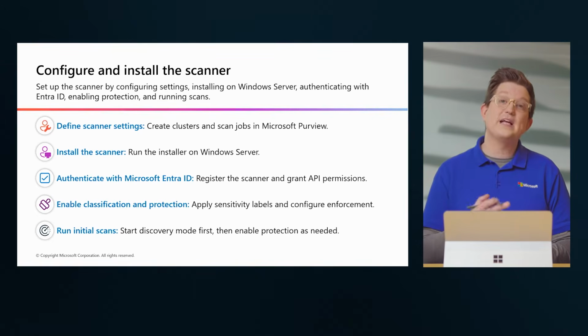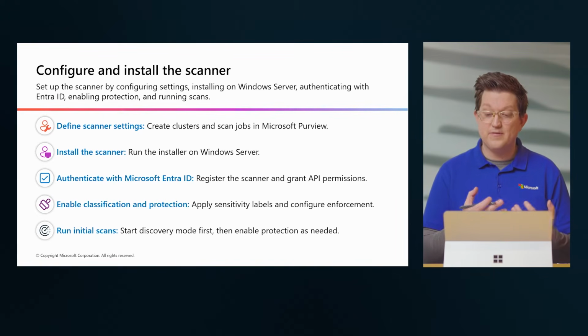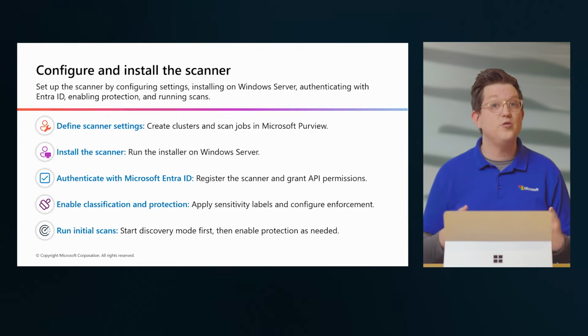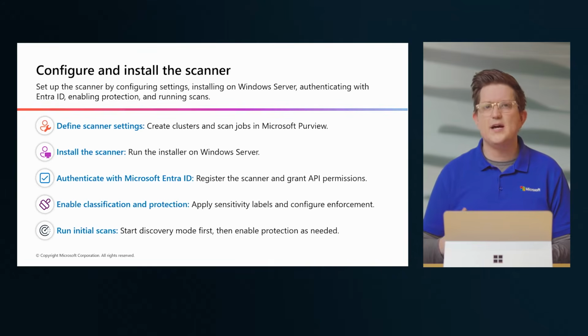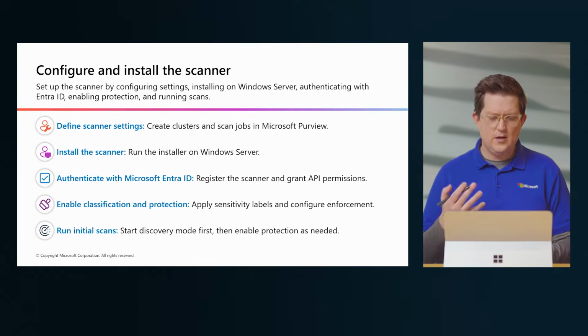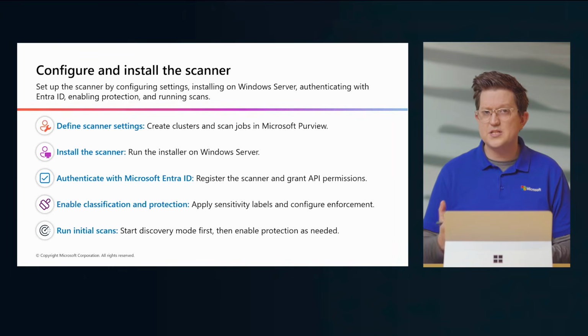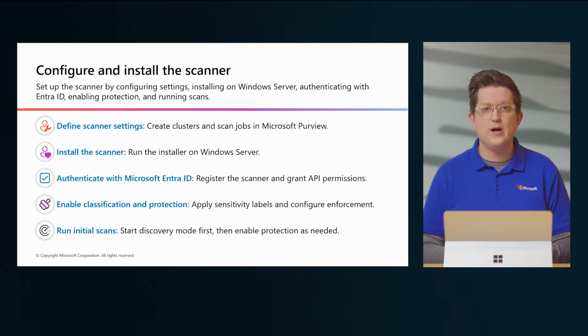Then we enable classification and protection, effectively provide what sensitivity labels we actually wish to scan in our environment. This is going to be used in conjunction with our sensitive information types to be able to automatically identify certain types of info. And last of all, when you actually run the scan, we start in discovery mode, and then you can enable automatic protection as required. Always start with that discovery scan.